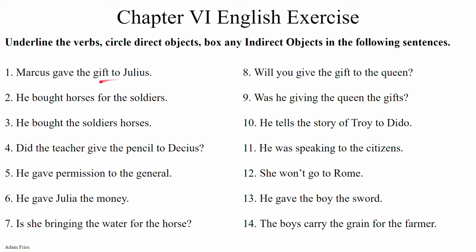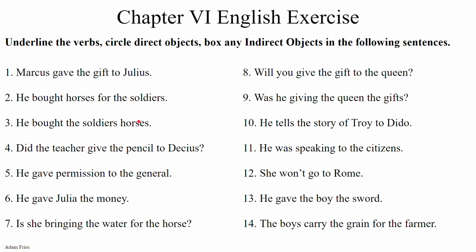Number 2, he bought horses for the soldiers. The verb is bought, underline the verb, circle the direct object. What did he buy? He bought horses. We're circling the direct object in the accusative. For whom? Who gets indirectly affected by the action of the buying of the horses? That would be the soldiers. So the action really happens to the horses because they get bought, but indirectly the soldiers get affected. So we're going to box for the soldiers. That would be dative, to or for the noun.